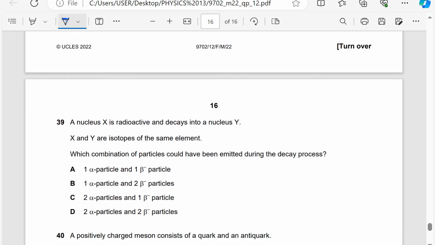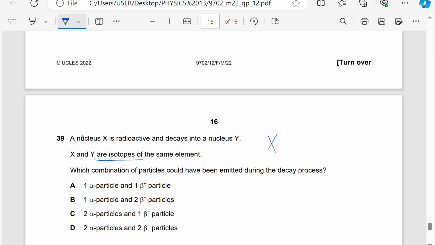I think atomic particle physics is very easy. A nucleus X is radioactive and decays into a nucleus Y. X and Y are isotopes, so that means they have the same proton number, different nucleon number. Which combination of particles could have been emitted during the decay process? So X, A, Z should give us Y, where Z should remain the same. Of course, A can change.